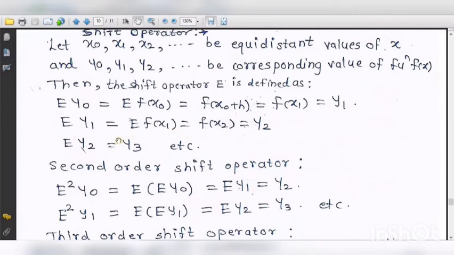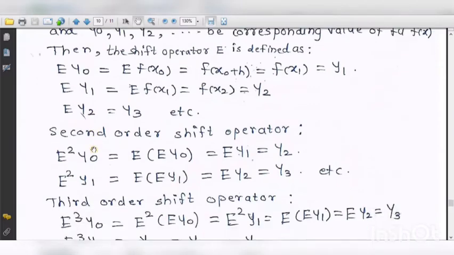And how does it work? In this way. What is y1? y1 is f of x1. So f of x1 will be shifted to f of x2 because the next value to x1 is x2. So it will be shifted to the next value of the function y, which is y2. So E of y1 is y2. So it shifted to the next value. Similarly, E of y2 is shifted to its next value y3 and so on. So this is all about the first order shift operator.